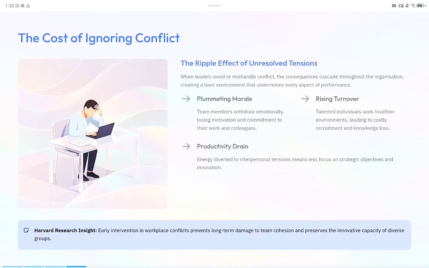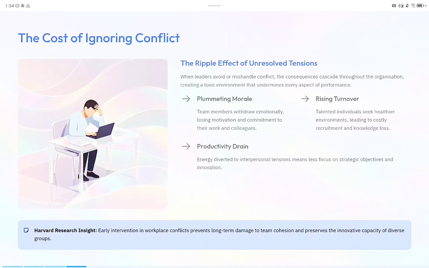When we avoid a conflict instead of handling it, or if we mishandle a conflict, and what I mean by mishandling is one of the most usual ways where people mishandle conflict is by just shouting, overpowering, to reduce the voice of the conflict, but not resolving the conflict in the first place. The consequences then cascade throughout the organization, creating a toxic environment that undermines every aspect of performance.